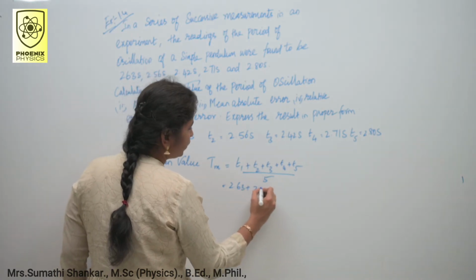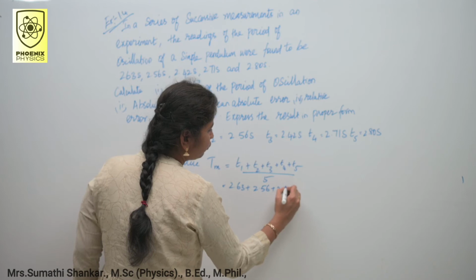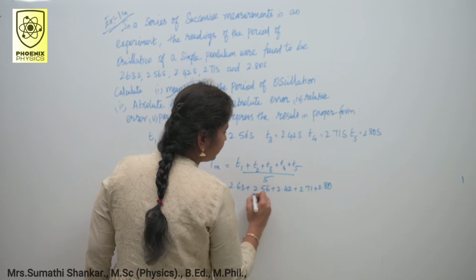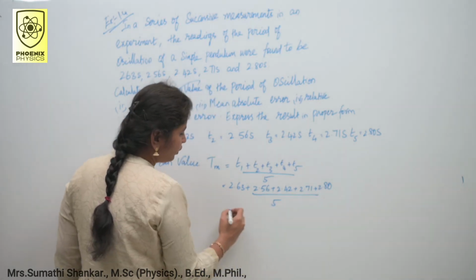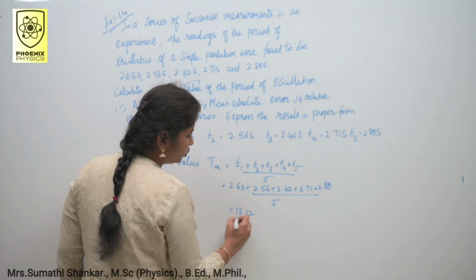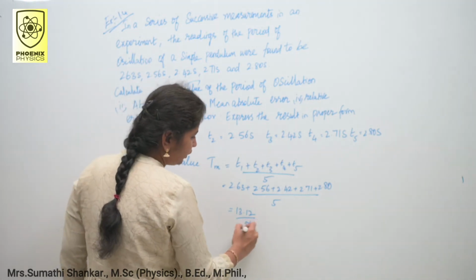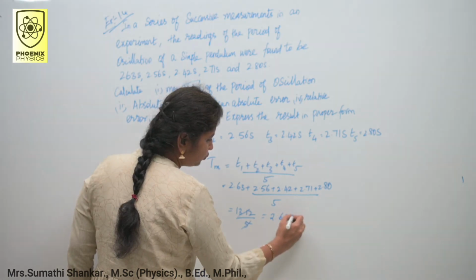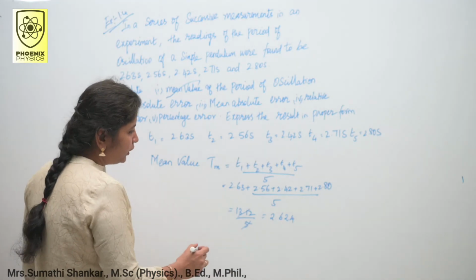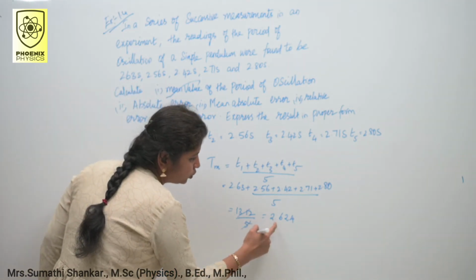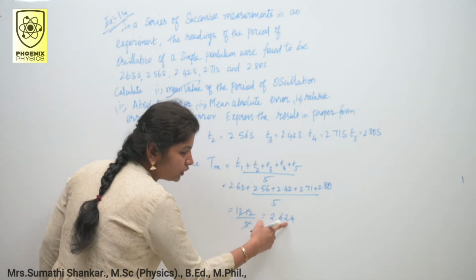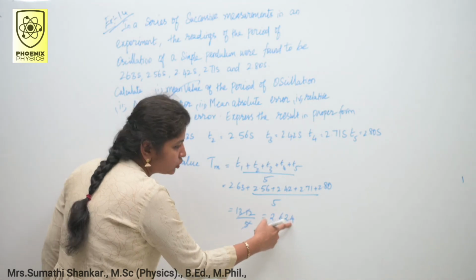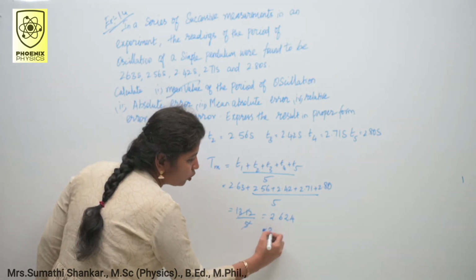Here, T1 to T5 are 2.63 plus 2.56 plus 2.42 plus 2.71 plus 2.80, divided by 5. Just add the values, you get 13.12 divided by 5. Divide this value, you get 2.624 something. Here I am going to round off this figure. So look at the third decimal point. Here the third decimal is less than 5. So you can take the value as 2.62.